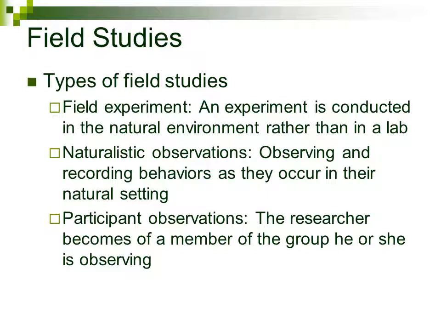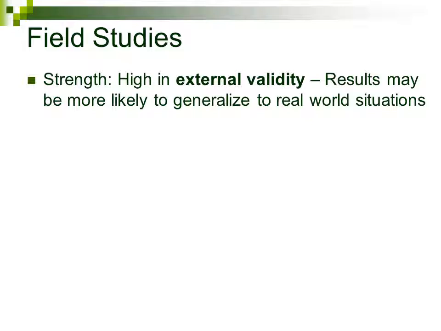So for instance, if a researcher is interested in what goes on in AA meetings, he or she would join AA, often anonymously, so the group doesn't know that they are being observed by a researcher. I've also read about these kinds of studies where researchers secretly joined an Amish community or a cult to learn more about them. The main strength of field studies is that they are high in external validity, that the results may be more likely to generalize to real-world situations.